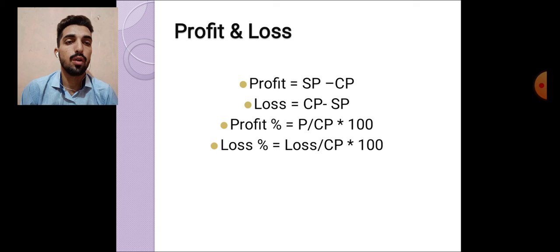Profit and loss. Profit is equal to SP minus CP, loss is equal to CP minus SP. Profit percentage is equal to profit upon CP times 100. Loss percentage is equal to loss upon CP times 100.